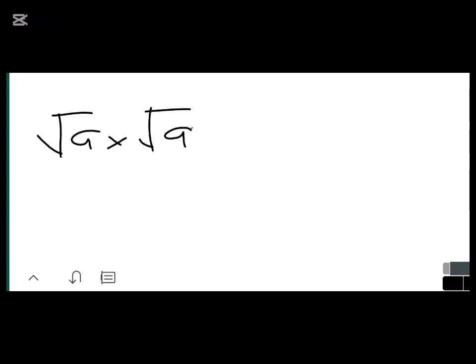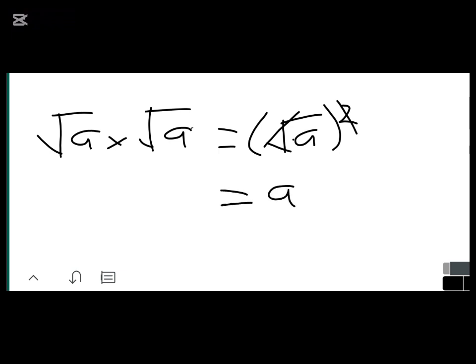So our first rule: when you have square root of a multiplying square root of a, this can be written as, let's open a bracket, square root of a inside, all squared. The square root will cancel the square, so this will give us a. This is the first property or rule of surds.